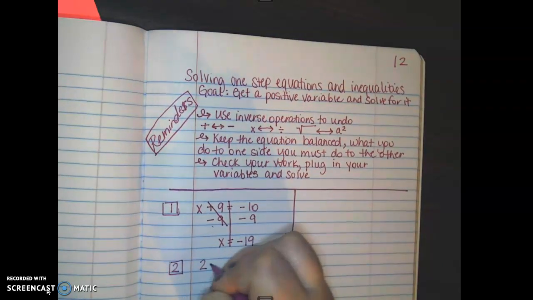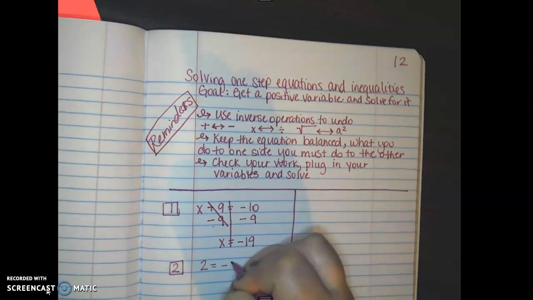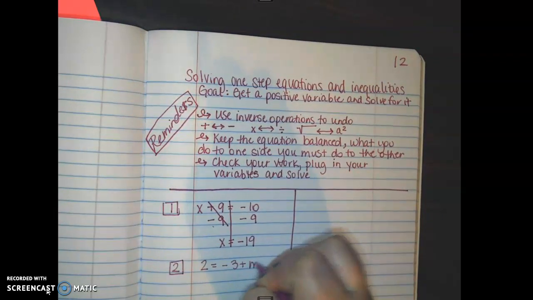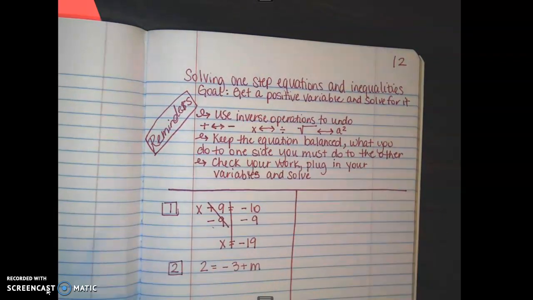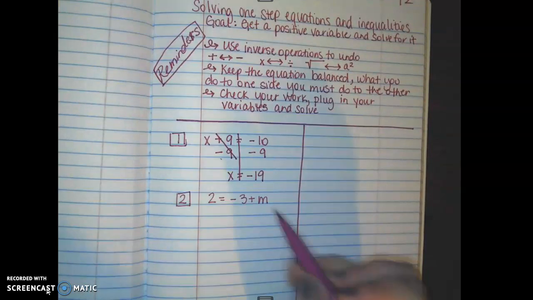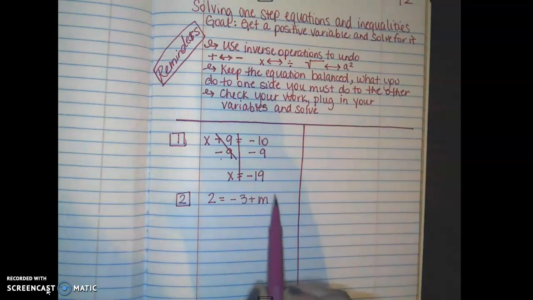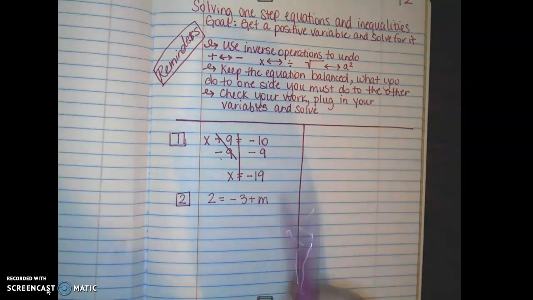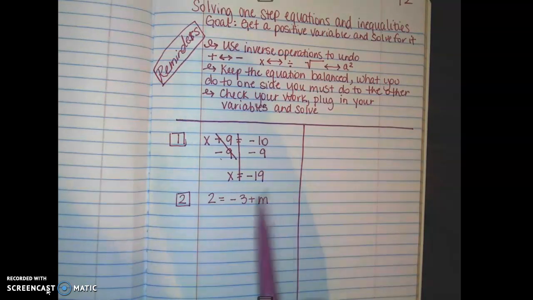2 equals negative 3 plus m. I like this example for two different reasons. First, my variable, my letter, is on the right side. That's okay. It's okay if my variable is on the right side. I also like this problem because it doesn't use an x. We can use any letter we want to.